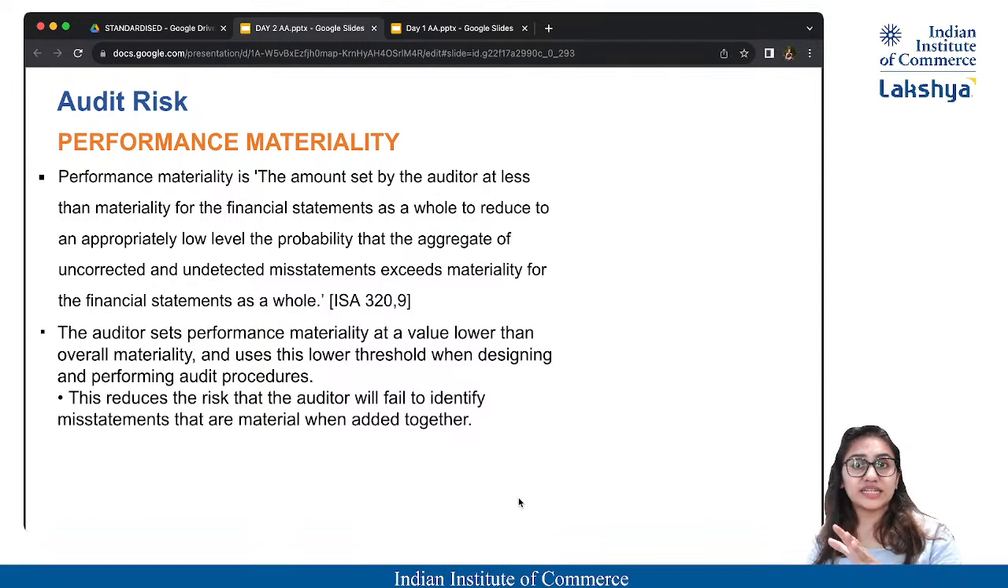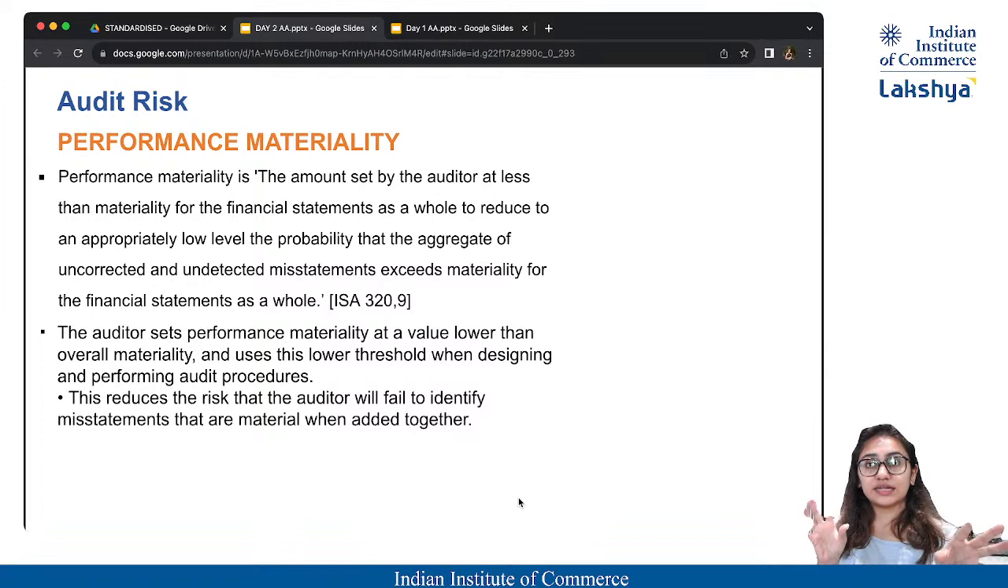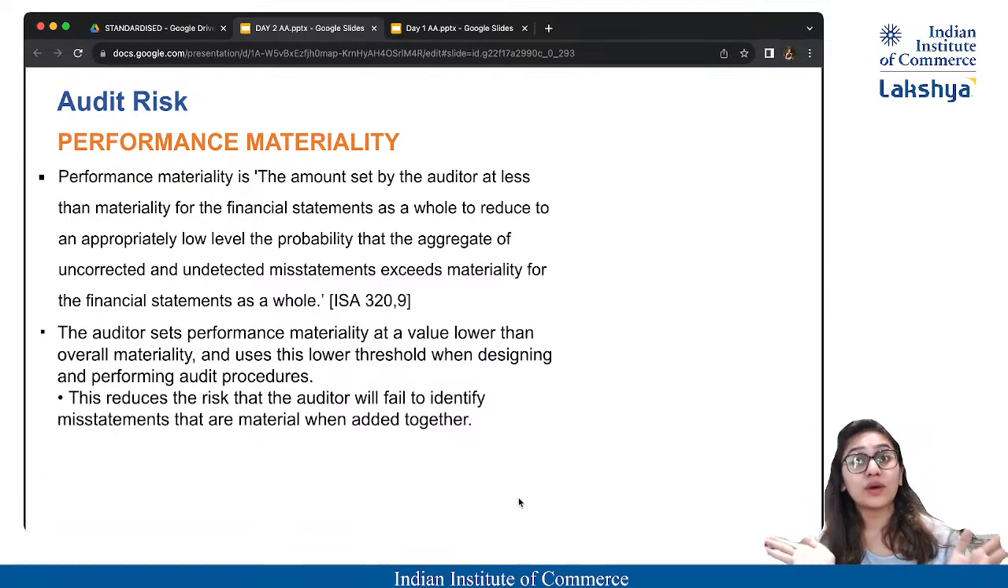Again, performance materiality explained in more detail. Performance materiality is the amount set by the auditor at less than materiality for the financial statements as a whole, to reduce to an appropriately low level the probability that the aggregate of uncorrected and undetected misstatements exceed materiality for the financial statements as a whole. As informed to you, it is a level that is below materiality, so that all the undetected and uncorrected errors that you ignore, when you aggregate them together, they become material.